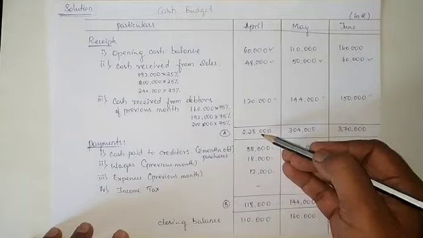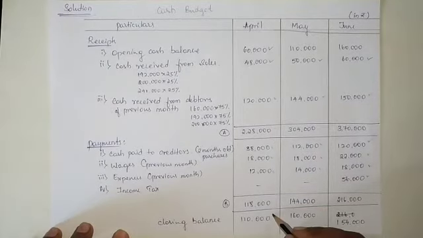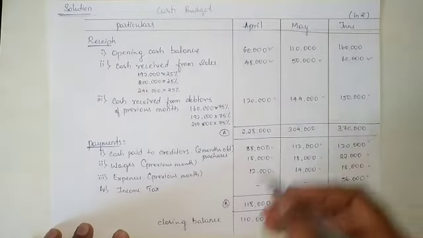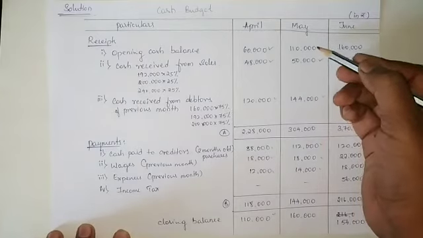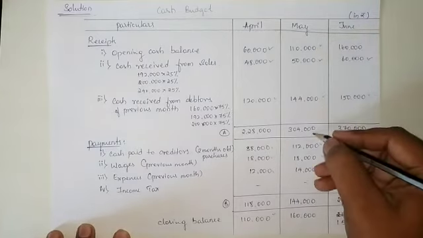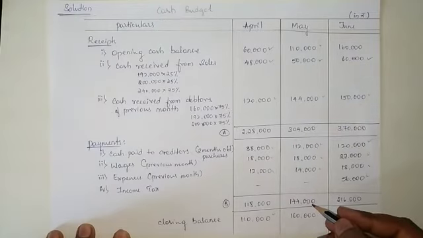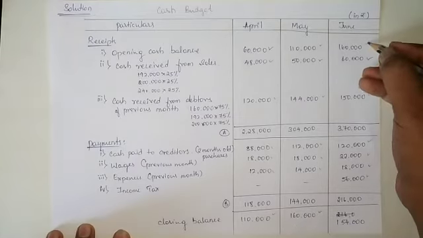Total receipts minus payments, you will get the closing balance, that is 1,10,000. This amount is transferred here. The closing balance of April is the opening balance of May. By adding this amount, you will get 3,04,000. 3,04,000 minus 1,44,000, the closing balance of May is 1,60,000. This amount is the opening balance for June.